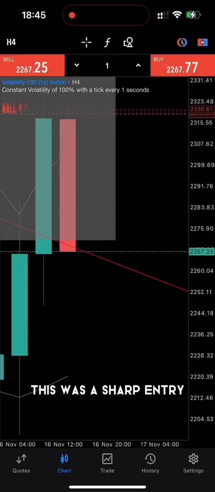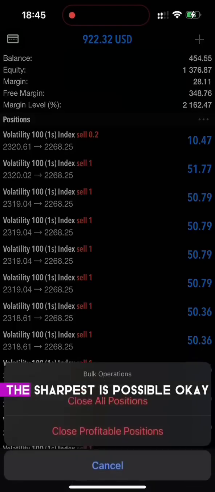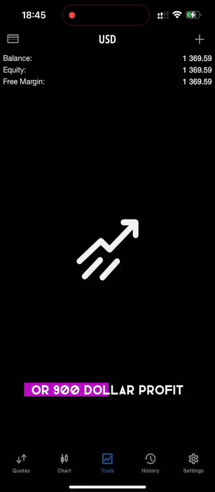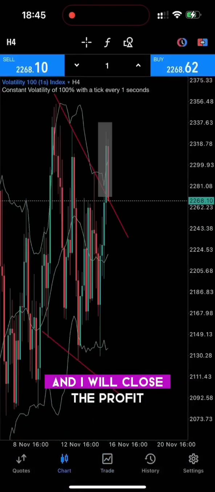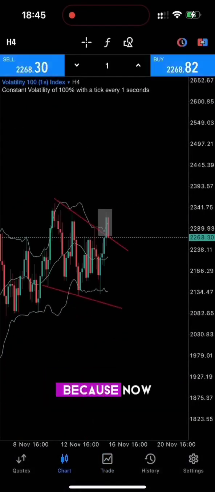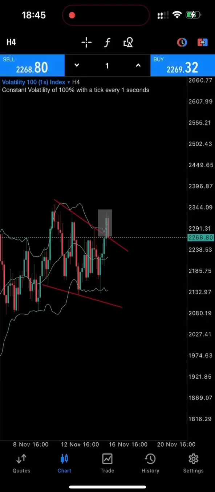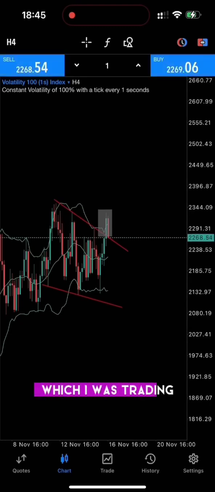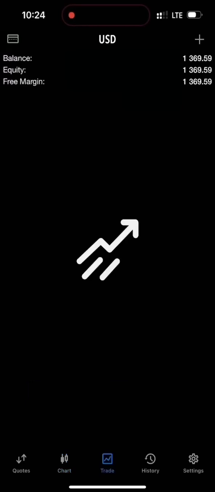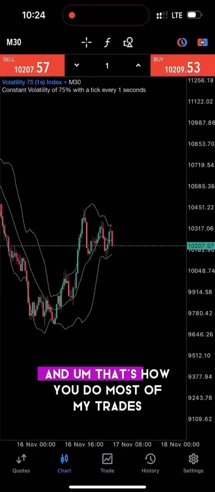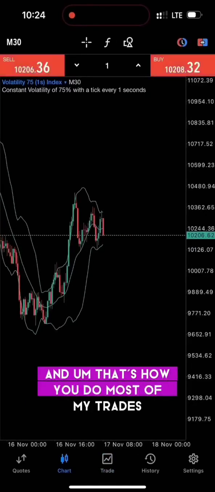So as you can see, this was a sharp entry, the sharpest possible, on $900 profit, and I will close the profit because now I have finished the retest which I was trading, and that's how I do most of my trades.